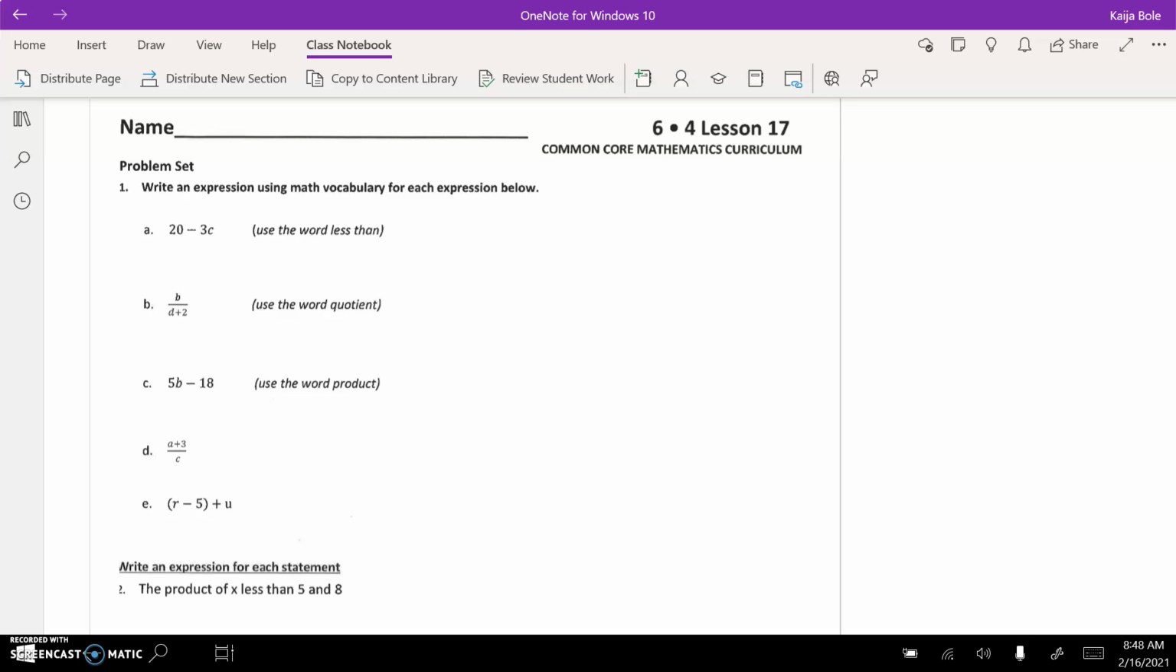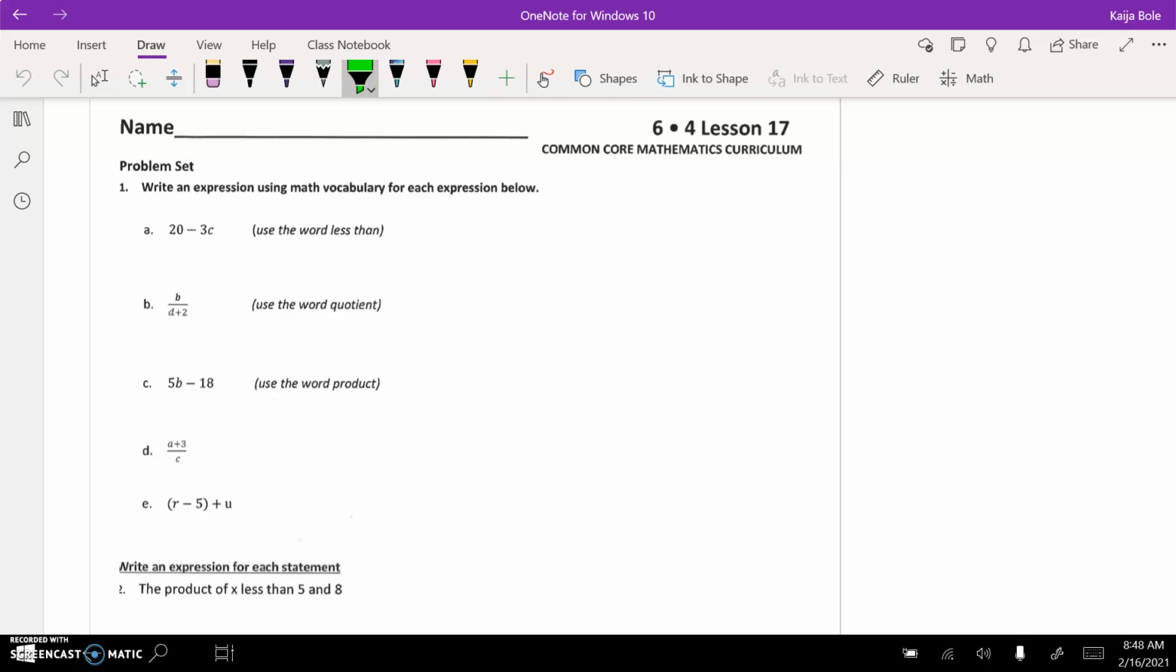So in the top section, 1A through E, it says write an expression using math vocabulary for each expression below. Now in some of these, they give you specific words to use. Like here they say use the word less than, use the word quotient, use the word product.